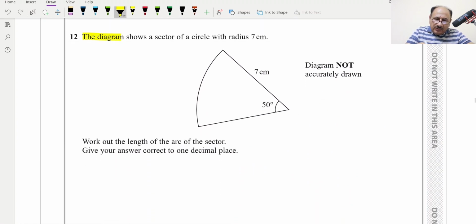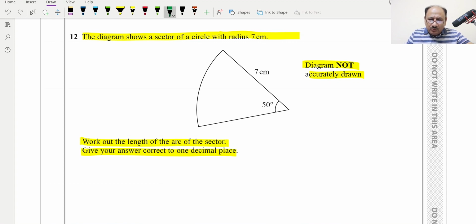So question number 12, the diagram shows a sector of a circle with radius 7. Diagram is not accurately drawn. Work out the length of the arc of the sector. Give your answer correct to one decimal place. So the arc length formula we know is what?